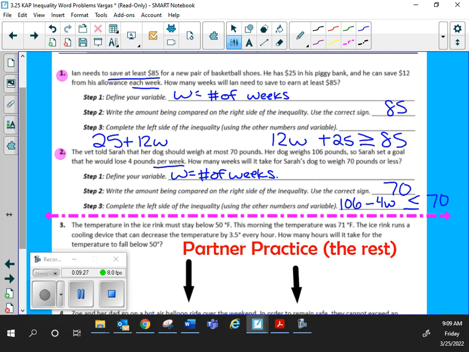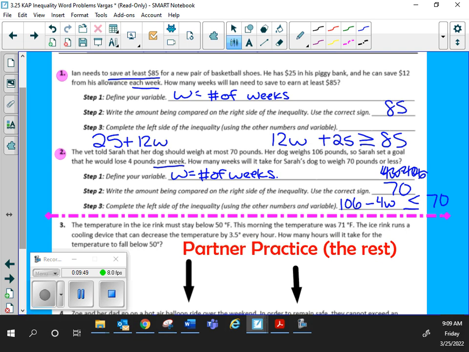Okay, so just quick, I always want to ask these questions. If I wrote 4W minus 106, can I switch those terms around? No, okay, because then we're having a dog that weighs negative pounds and is floating in the air like a balloon. I don't think so. So just making sure we understand that. Do we feel pretty okay?